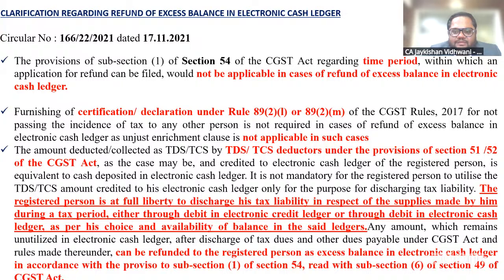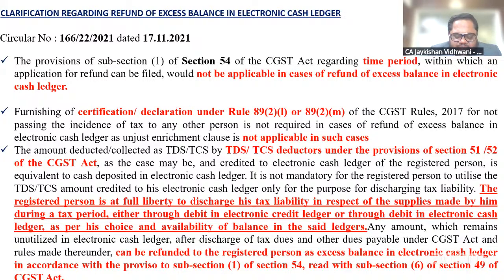So the answer was given by the circular, wherein I have highlighted that the registered person is at full liberty to discharge his tax liability in respect of supplies made by him during a tax period, either through debit in the electronic credit ledger or through the cash ledger, as per his choice and availability of the balance in the ledger. Any amount which remains unutilized in the electronic cash ledger after discharge of such tax dues and other dues payable under the GST Act can be refunded to the registered person as excess balance in electronic cash ledger. So the officers cannot force you to utilize this amount against the payment of RCM only. You have the liberty whether to claim this as refund or utilize it for tax payment, current or future.